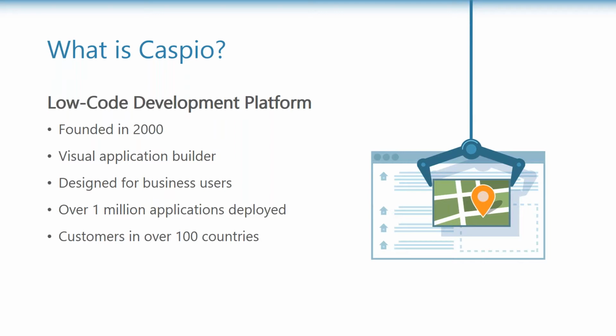Using the visual application builder and point and click interface, which you'll see later today, business users who aren't as technically adept can build feature-rich applications in minutes, hours, no more than a few days. Today, Caspio has over 1 million applications published and customers in over 100 countries. It really goes to show that business users are becoming a little bit more adept. They're getting a bit more of a technical acumen to be able to build these web applications and not always have to constantly rely on their IT teams for help.